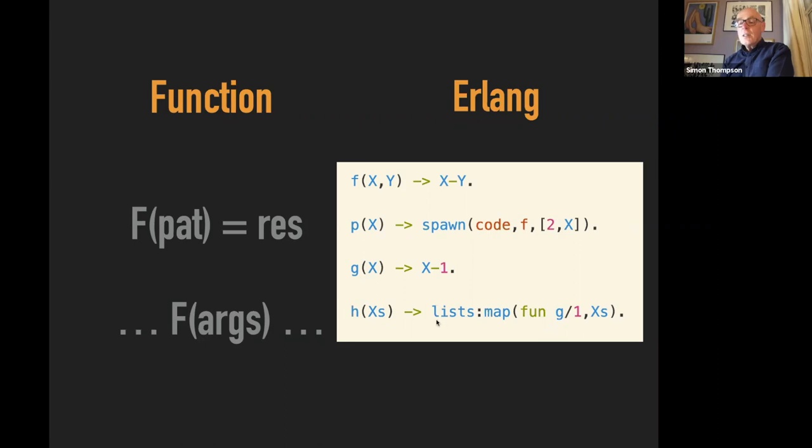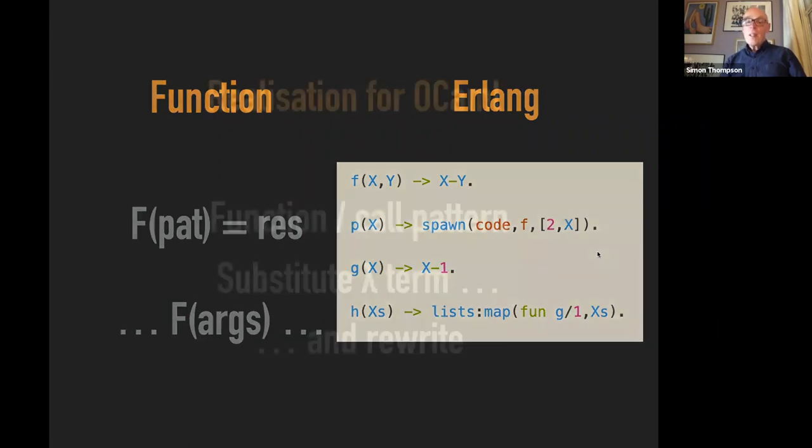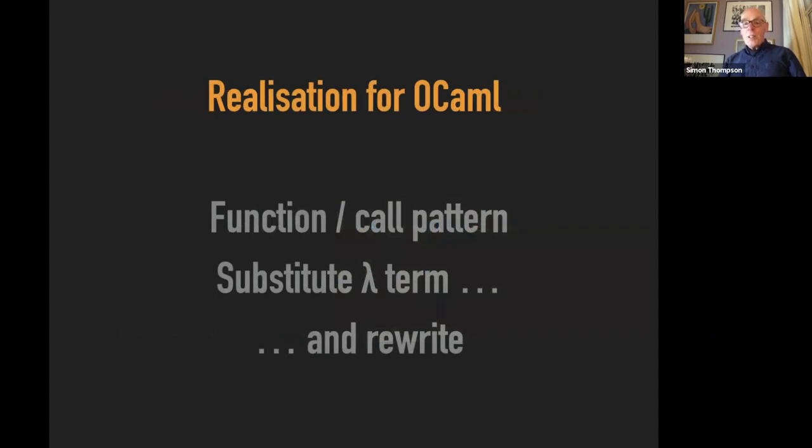And here we have passing a function g. We have to say fun g. So this application of the function here has to turn into these specific bits of code for Erlang. But we can still describe the top-level renaming in terms of this high-level pattern and then map it onto this particular instantiation for Erlang. And in fact, for OCaml, we can realize this in a very nice way. We can describe what we have to do by substituting a lambda term and rewriting.